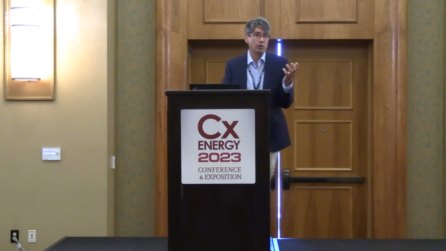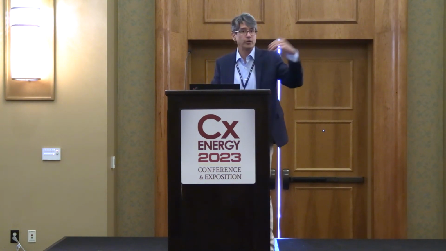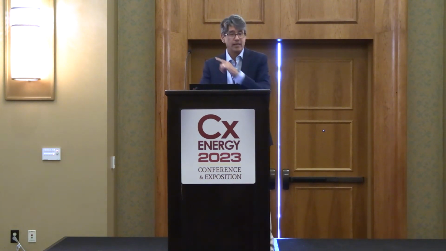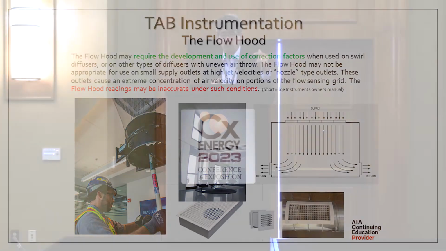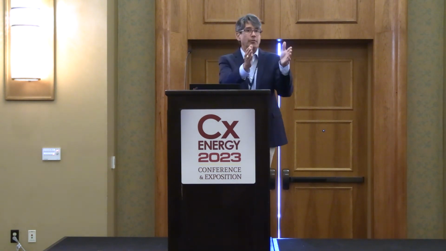Middle one, we love 2x2 plaque diffusers. They read very well with the flow hood. The one on the right, putting it over a duct-mounted grill, we can show you how we did that and what we would do and how that would make sense in the long run. But getting an airflow measurement and saying that airflow is exactly the airflow coming out of that grill is not correct. So all your flow hood manufacturers will say they require the development and use of a K factor when used on swirl diffusers, other types of diffusers with uneven airflow, and also high velocity jet diffusers. So nozzle diffusers, laminar flow diffusers, security grills, anything where that airflow is a jet coming through, that hood is not going to read accurately.